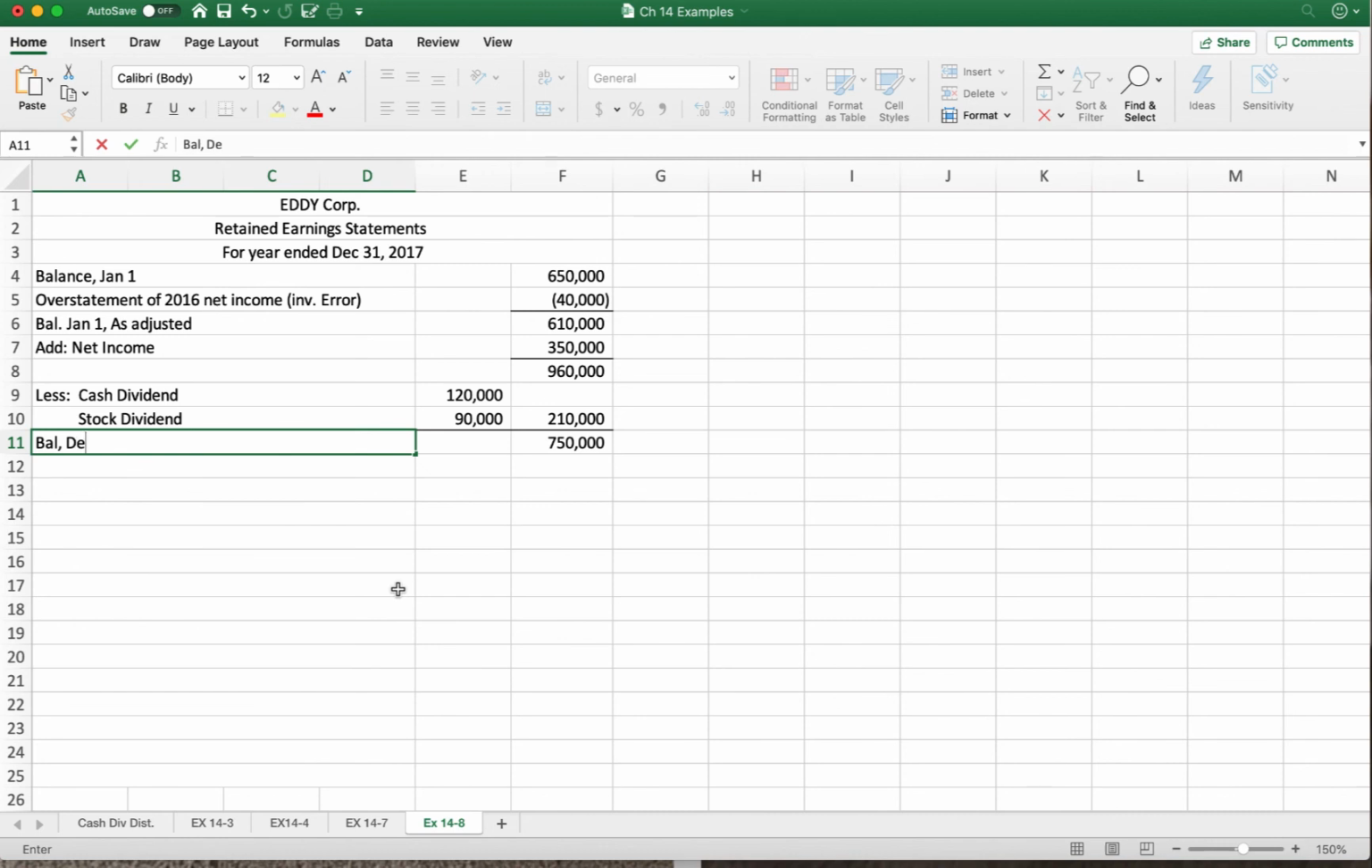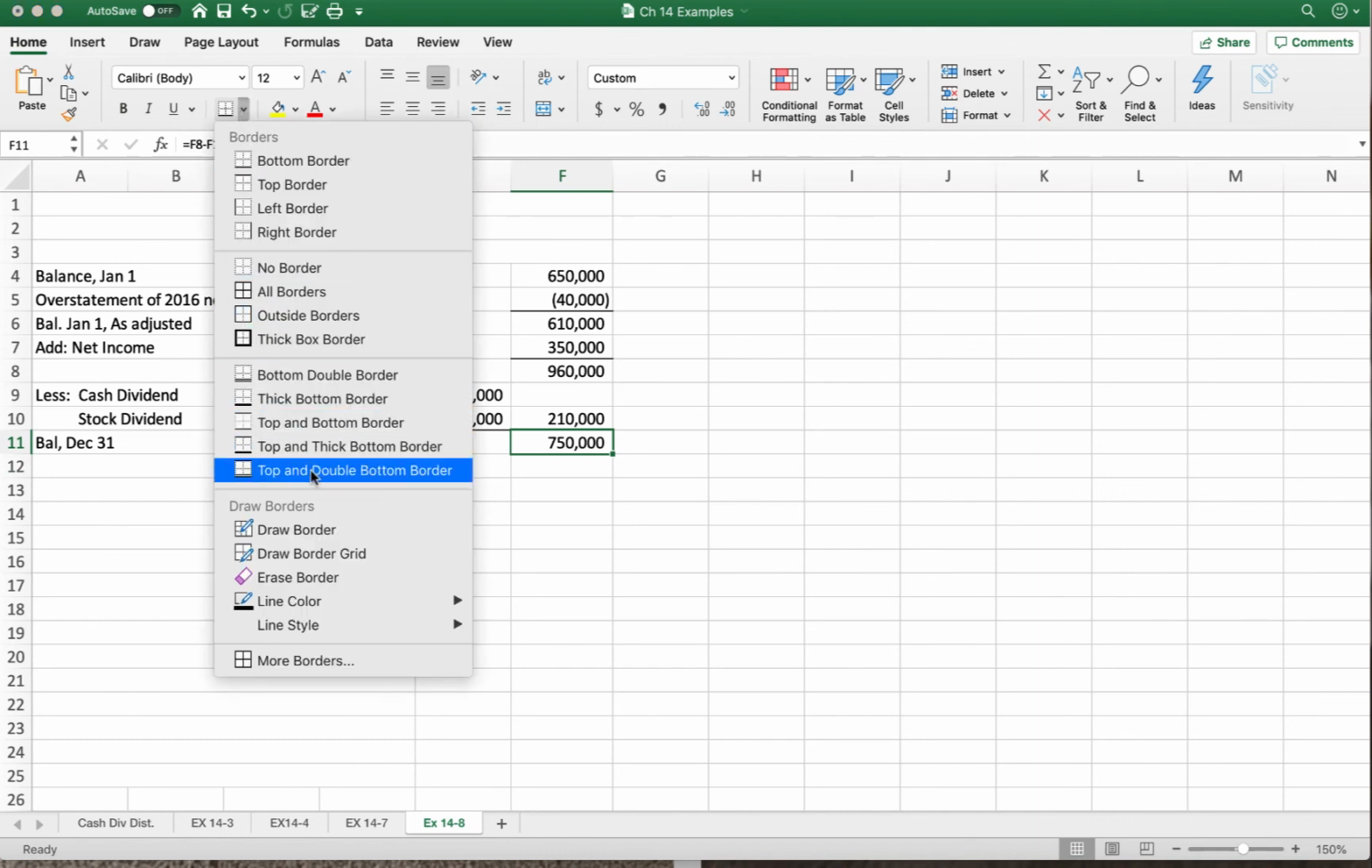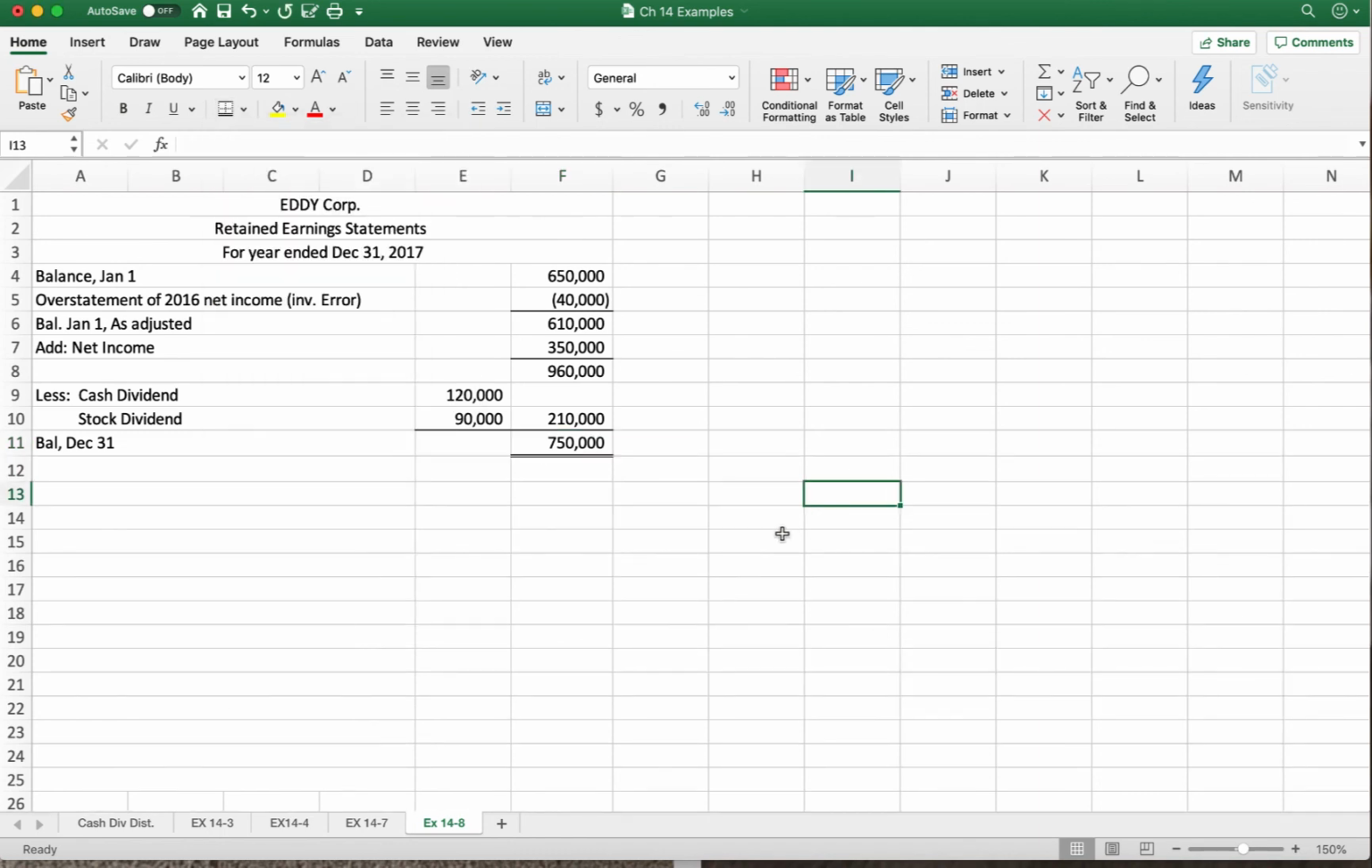at December 31. Now remember, we're not done yet, right? To show that we're done, we need to put in our double bottom border. So I'm going to go ahead and do that. And now we're done. Okay? So that is how you put together the retained earnings statement when there was an error or a previous statement error. Okay? When we come back, we're going to finish up talking about chapter 14. So please tune back in for that video.